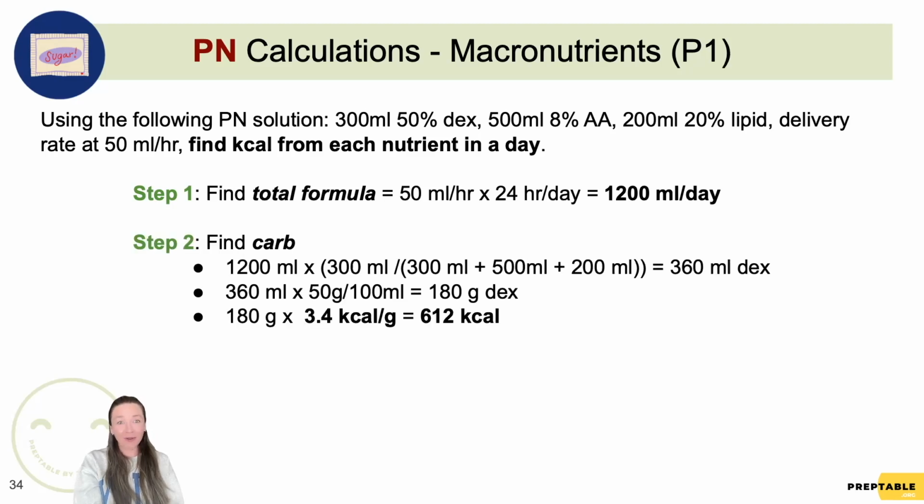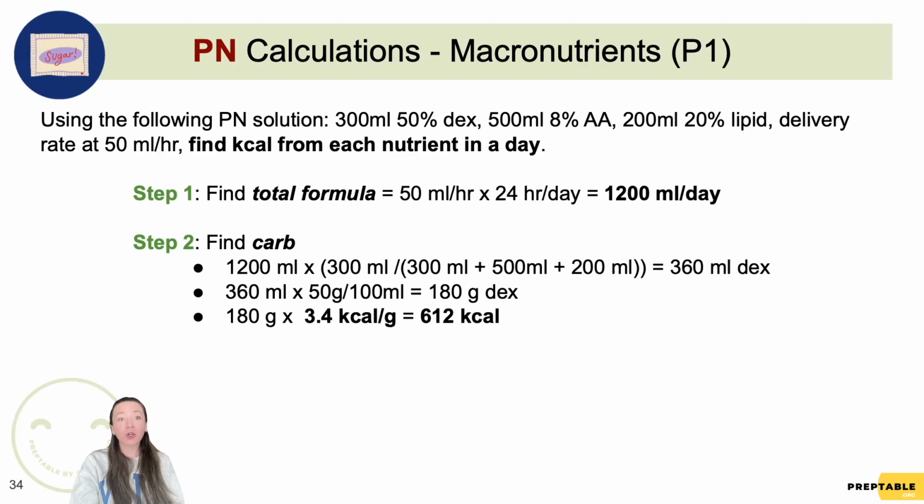Step 2. Now let's calculate the kcals from dextrose specifically. We'll start by finding the total volume of dextrose in the solution. To do this, we start with the 1,200 mil we just calculated, and we will multiply that by 300 mil because we have 300 mil of 50% dextrose, and we will divide that by the volume of each macro that is provided. So 300 mil of dextrose plus 500 mil of amino acid plus 200 mil of lipid. We do that and we get 360 mil of dextrose. This is how much dextrose we have in that total 1,200 ml of solution provided over 24 hours.